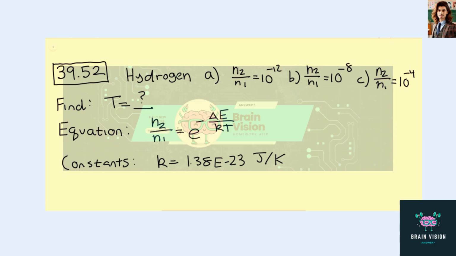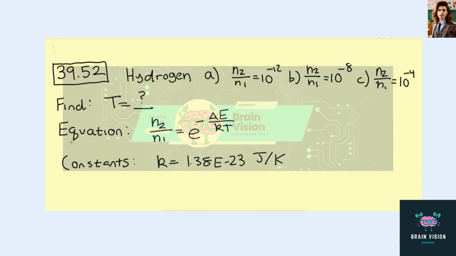In this problem, we're looking at hydrogen, and we're investigating various ratios of occupancy between the ground state and the first excited state. We have this increasing ratio, and we're asked to find, for each of the cases, the temperature that a system in thermal equilibrium would need to recreate these ratios.